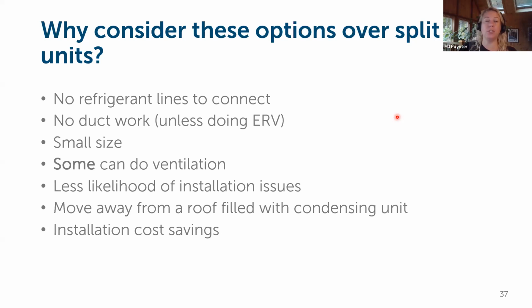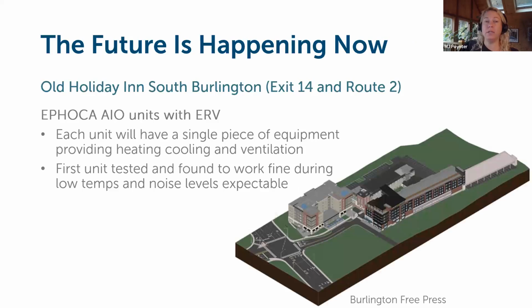And there's a substantial installation cost savings. A mini split plus a central ERV, you're looking at 5,000 to 6,000 for the mini split, and then 8,000 for the ERV if you have a central ERV, about 8,000 per apartment. Versus going with one of these all packaged units, you could be in the $10,000 or less range. So the future is happening now.